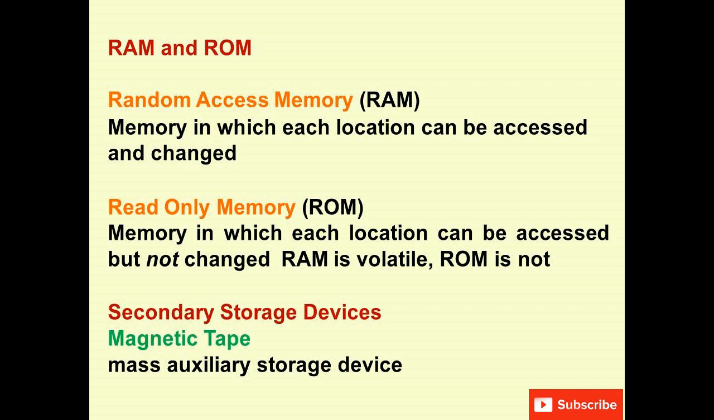Memory is basically of two types, primary memory and secondary memory. Primary memory is also called main memory. The CPU interacts directly with the primary memory to perform read or write operations. It is of two types, RAM and ROM. RAM stands for random access memory, ROM stands for read-only memory.